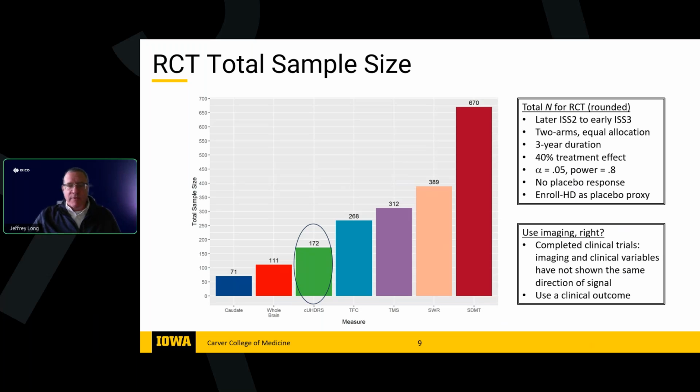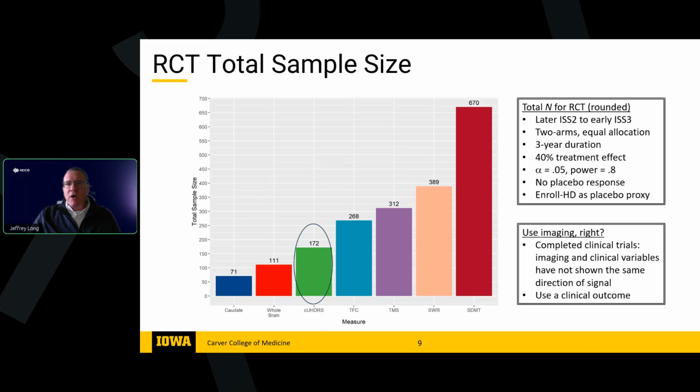So when looking at the totality of this figure, the question is, should we use imaging? And sponsors probably would want to use imaging because it would lead to a much smaller trial. But there's been a problem in that the clinical trials that have recently finished have not shown consistent signals in terms of imaging and the clinical variables. Some studies have shown positive efficacy signal for clinical variables, but not for imaging, and vice versa. So I don't think that regulators are going to accept caudate volume, for example, as any kind of surrogate or intermediary variable until we find evidence that there's consistency in these signals in actual clinical trials.